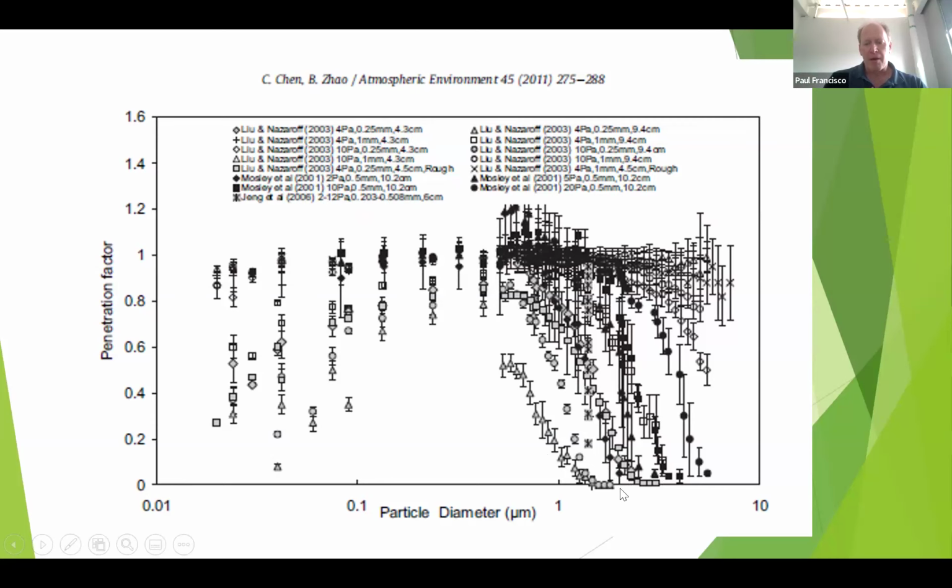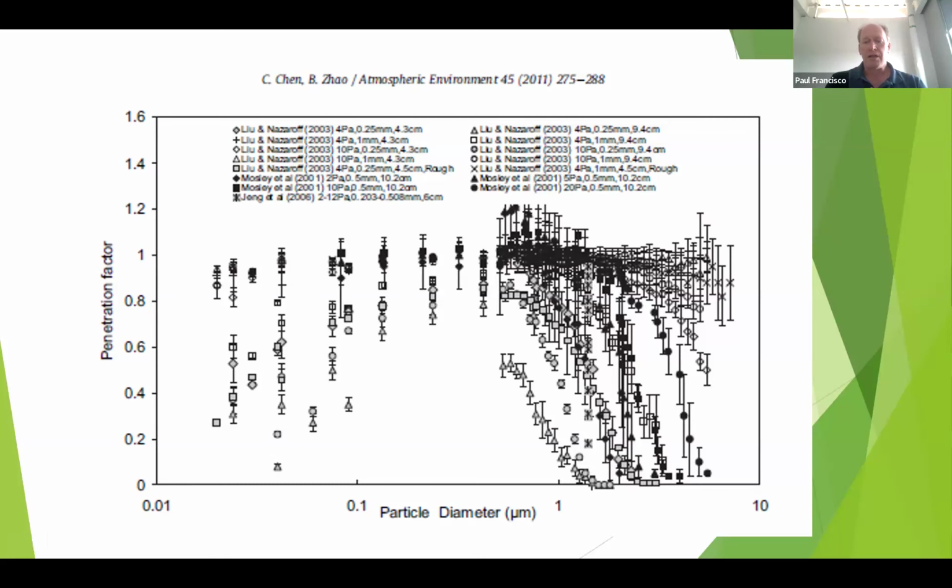So let's say we have a particle right around 2 to 2.5 microns, which is the upper end of the PM2.5 range. The diamonds are where it's 2 pascals, and there's very little penetration. Now you get up to 5 pascals. That's the triangles. And all of a sudden your penetration factor is about 0.75. Then you get up to the squares at 10 pascals and the circles at 20 pascals. And pretty much all of the particles are getting pushed through.